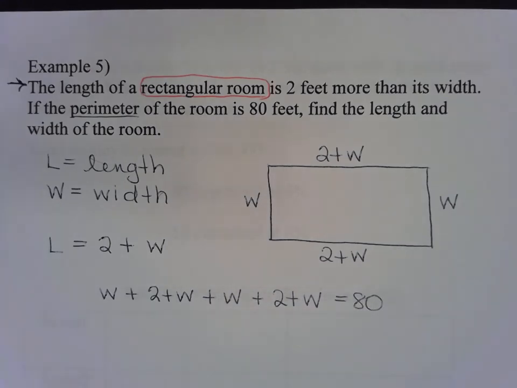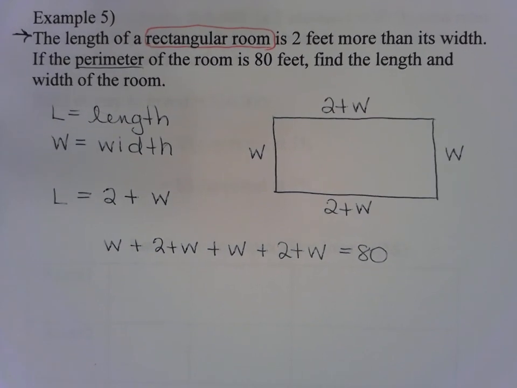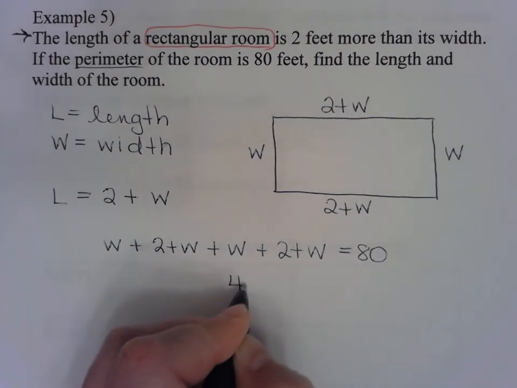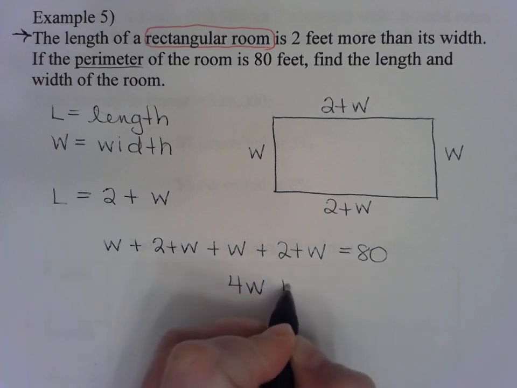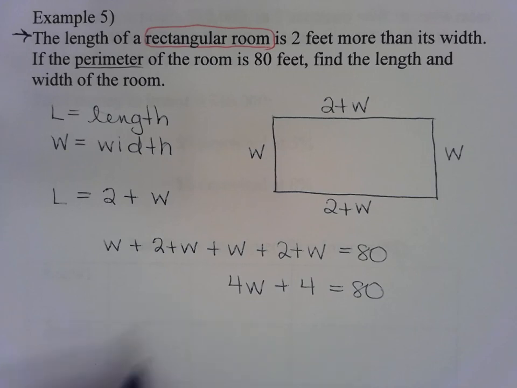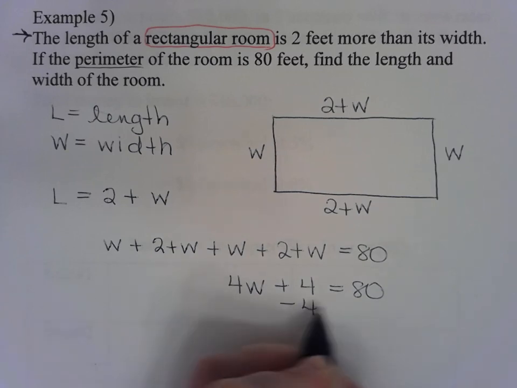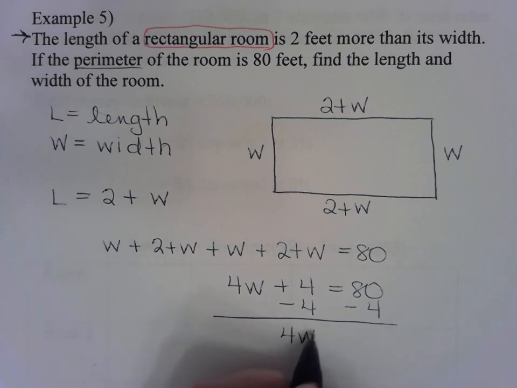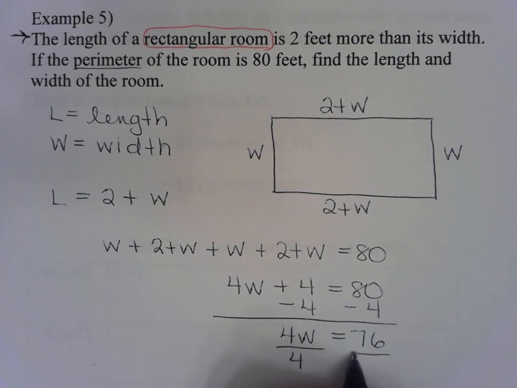So this is our equation. Now we just want to solve. 1, 2, 3, 4 W's, and 2 plus 2 is 4. So we'll finish solving for the width. We'll subtract 4. That's going to give us 76, and then we're going to divide by 4.